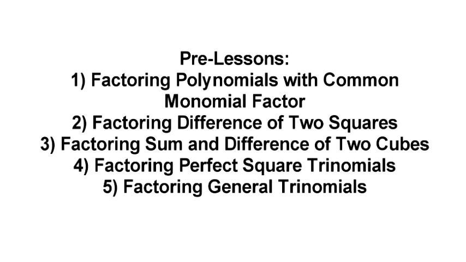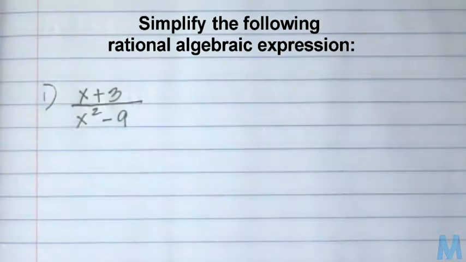We also have factoring sum and difference of two cubes. Then factoring perfect square trinomials. And lastly, we need to recall how to factor general trinomials. Okay, for example, we are going to simplify x plus 3 all over x squared minus 9.